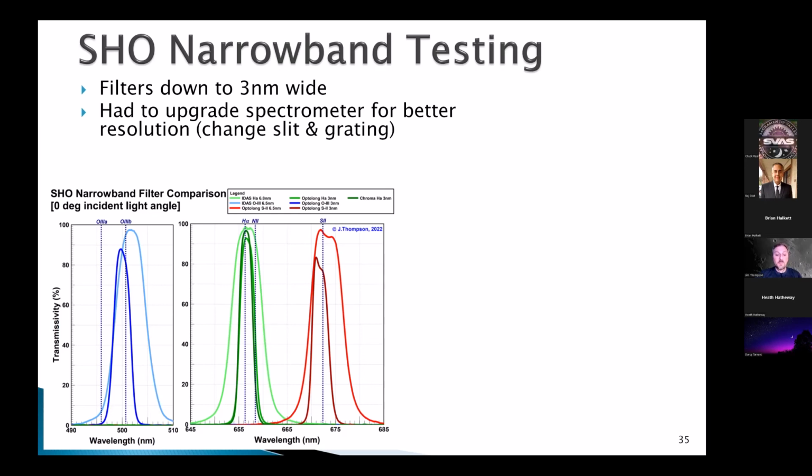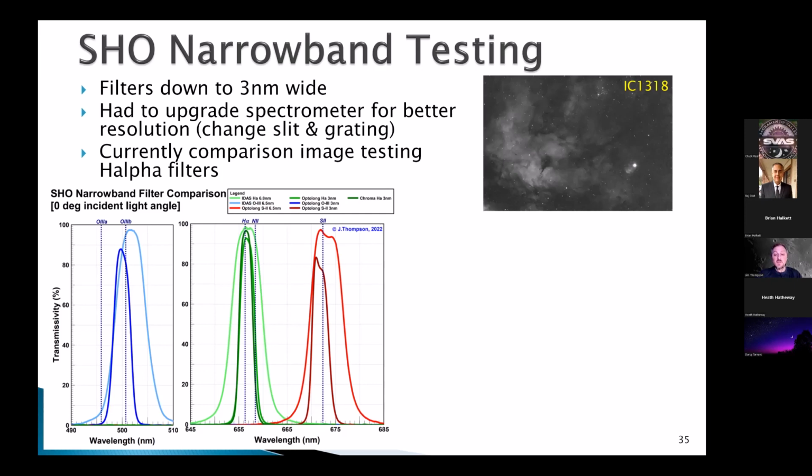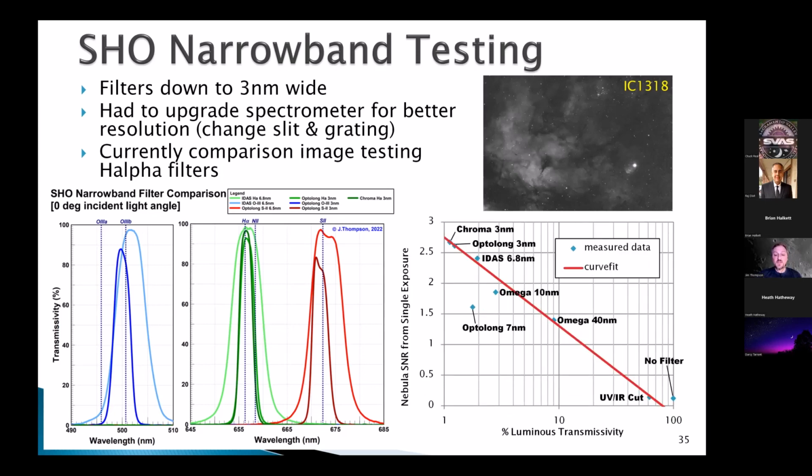The next step is to test these filters on a camera in the field, which I started doing just this past Monday night using IC1318 in Cygnus as my target. So far, the hydrogen alpha filter results are looking very interesting, showing a clear trend in signal to noise ratio with filter luminous transmissivity. Stay tuned for more on this topic as I collect more data through testing. So that is it. That is the end of my presentation.